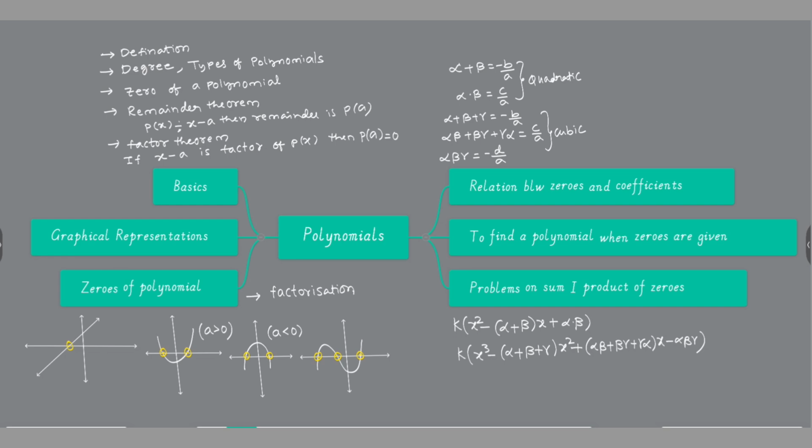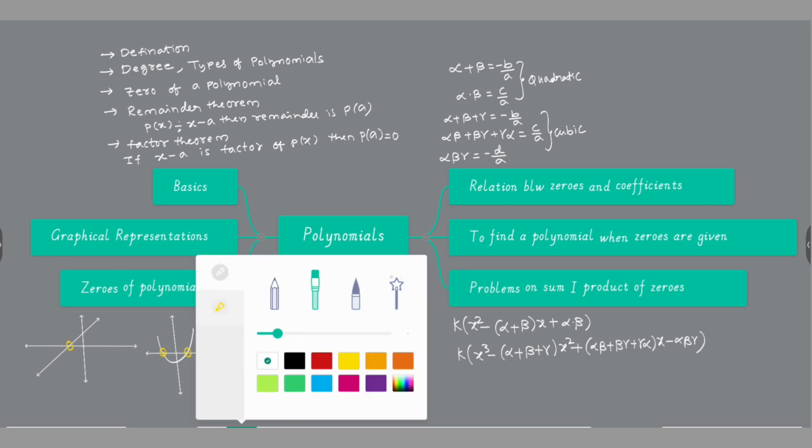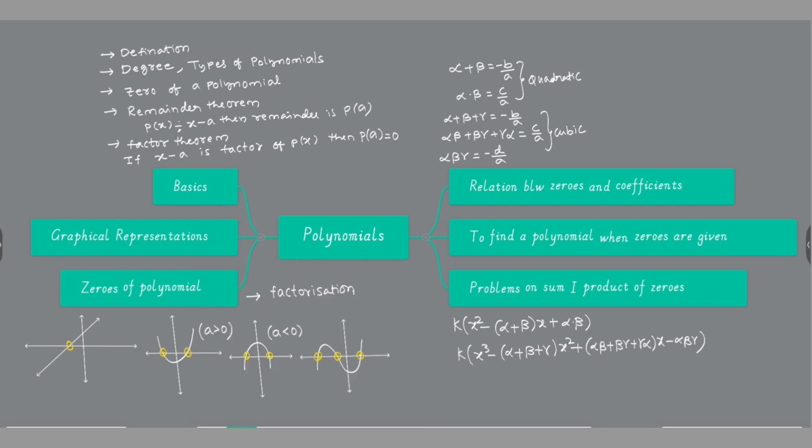Next we have problems on sum and product of zeros of a polynomial. Okay, there is a printing mistake.